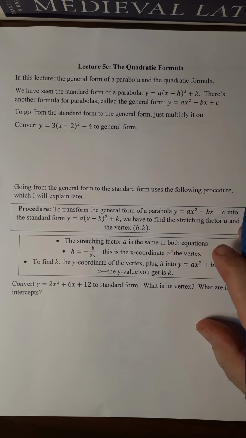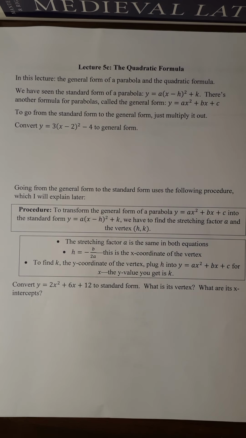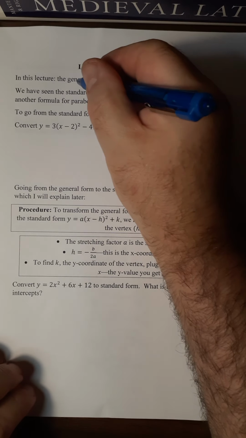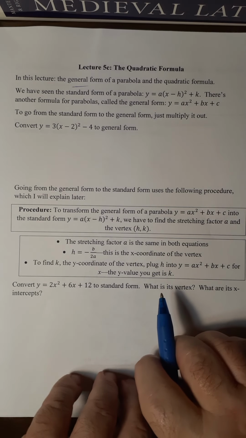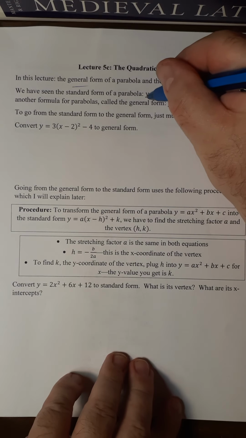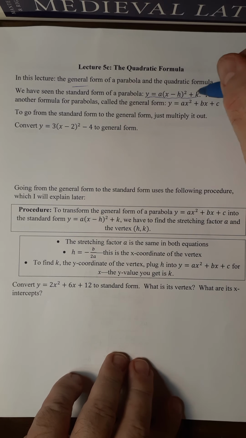So, what would any algebra class be without the quadratic formula? So, we're going to talk about the general form of a parabola. We've seen the standard form and the quadratic formula. So, the standard form is this. H and K are the coordinates of your vertex.